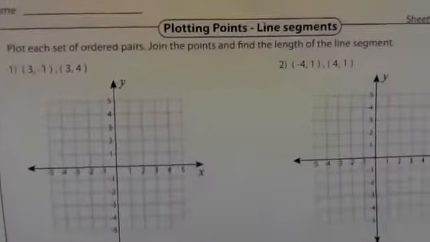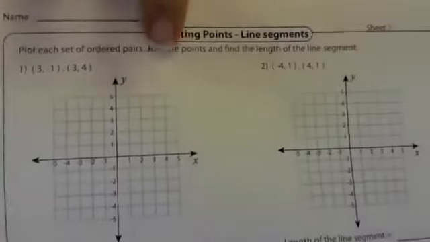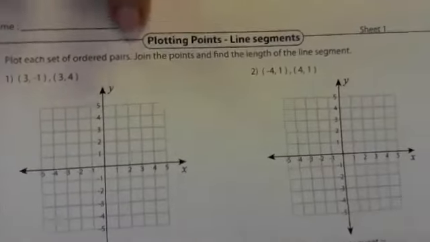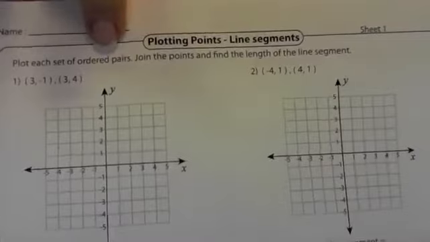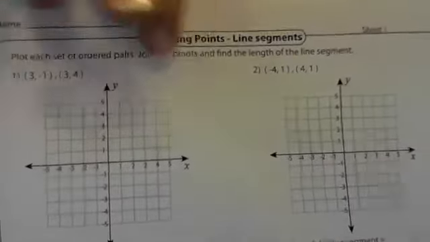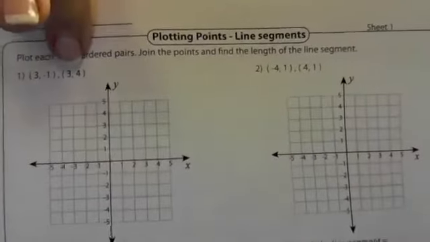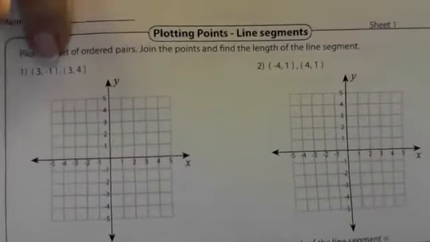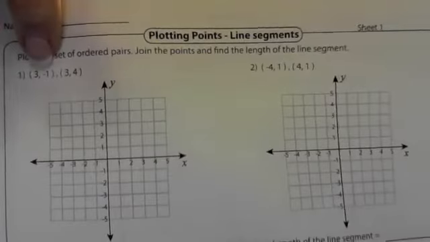The only thing different about this one is now, do you see right here where it says ordered pairs? Ordered pairs are simply the parentheses points. This is an ordered pair. This is an ordered pair. That's what they're talking about.